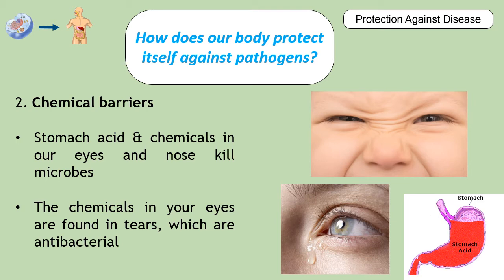The chemicals in your eyes are found in tears, and your tears are actually antibacterial, so you're producing an antibacterial product anytime tears come out of your eyes. If you get something in your eye, then often your eyes will water. That is the body's chemical defense to try and get whatever it is that's in your eye that is irritating your eye out. Obviously, we can cry for other reasons, but the tears that are there are antibacterial and work as a chemical barrier against pathogens.